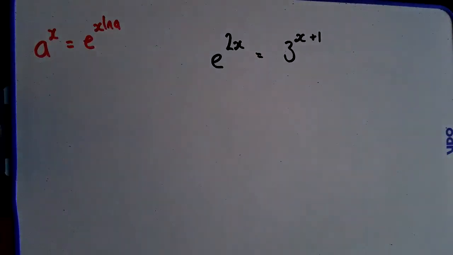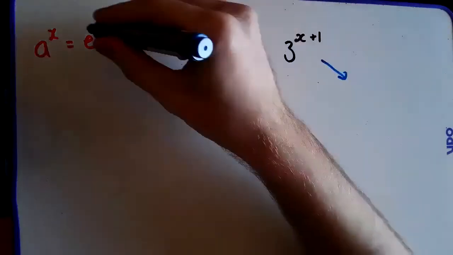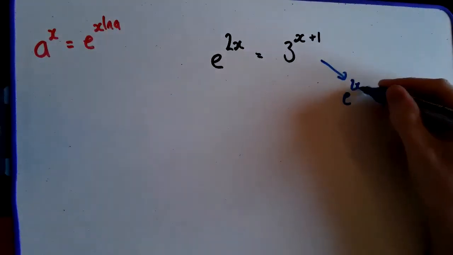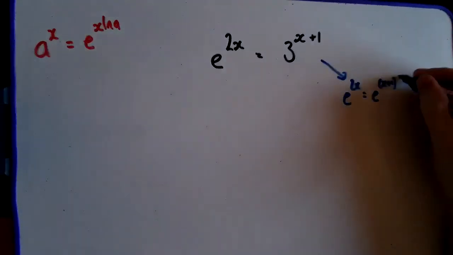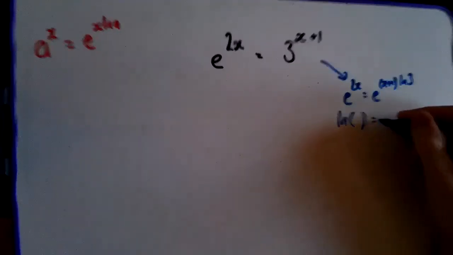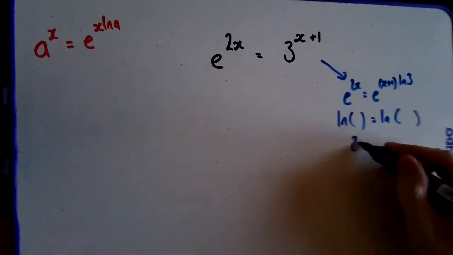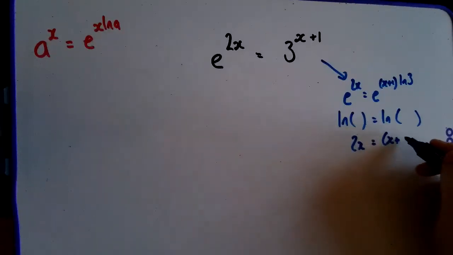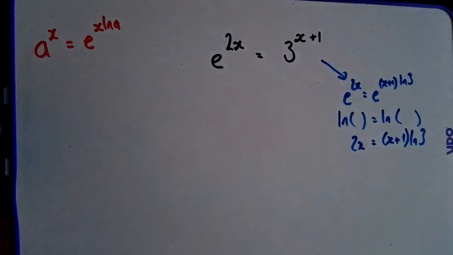So one thing we can do is we could change this into e using that. So e to the 2x equals e to the power, which was x plus 1, keeping that in brackets, times ln the base, so ln 3. At this point I can do ln of both sides. And what will happen is that ln and e will cancel out, so I'll just get 2x equals x plus 1 ln 3. Then I'll solve this in a second. I just want to show you another way of doing it.